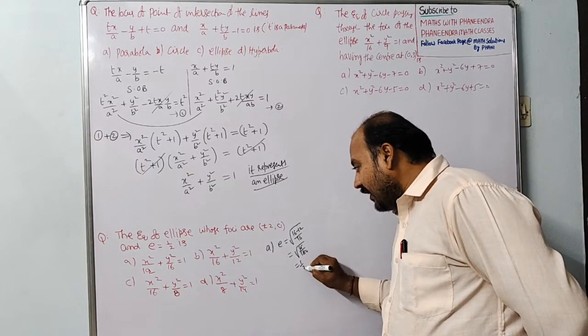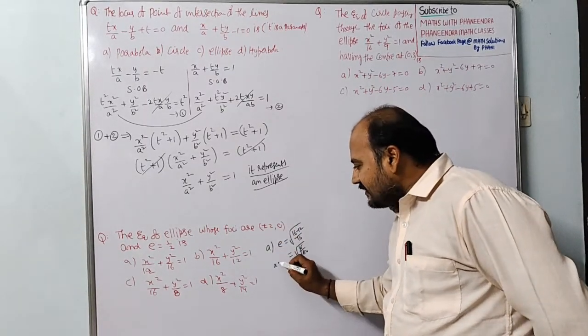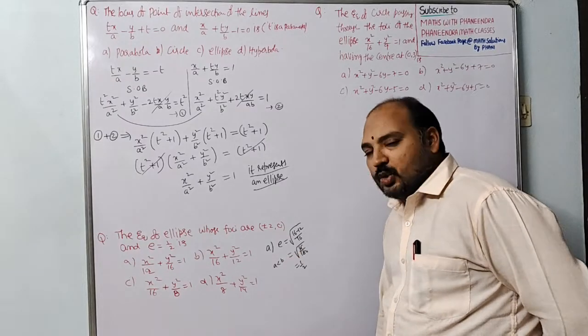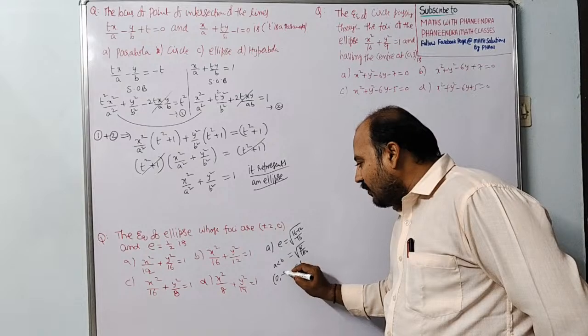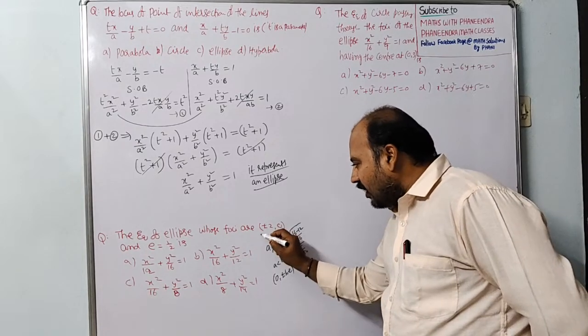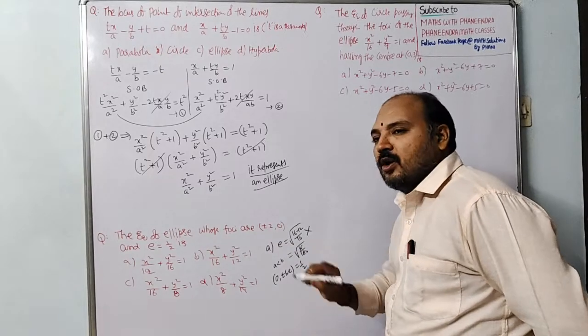So 1 by 2 we are getting now. But whether the foci is here, whenever a is less than b, you remember, dear students, the foci coordinate should be 0 comma plus or minus b. But in our options, plus or minus 2 comma 0. So the first option is not correct.